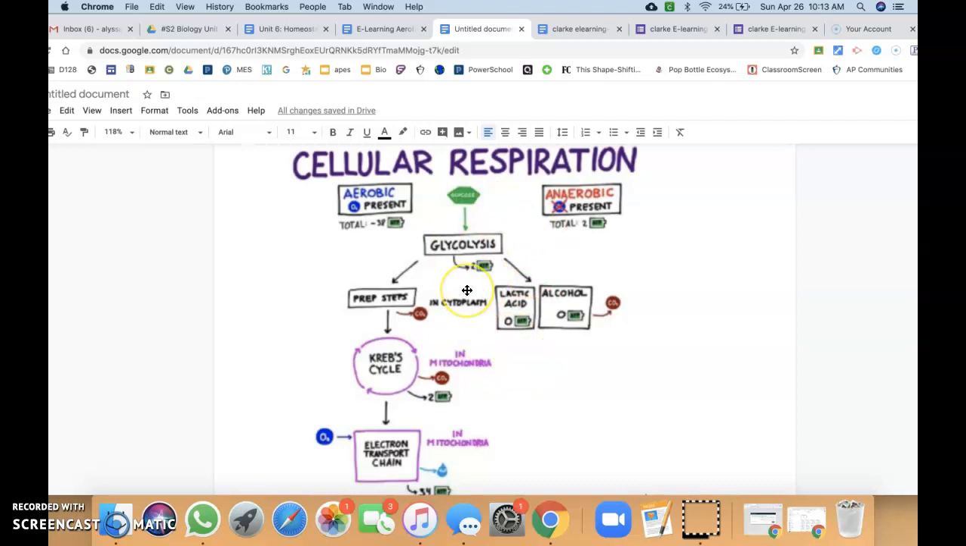So again, what we're seeing here is that we want to see oxygen present in order for good aerobic activity to occur. And that is the process between aerobic and anaerobic respiration.